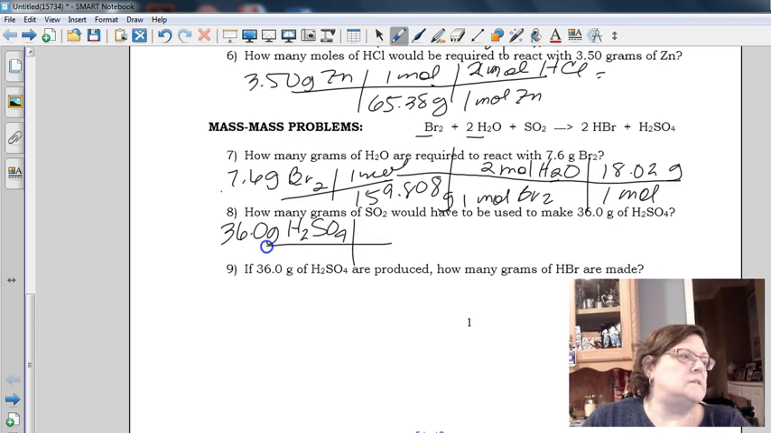Hey Google, what's the molar mass of sulfuric acid? Sulfuric acid has a molar mass of 98.079 grams per mole.